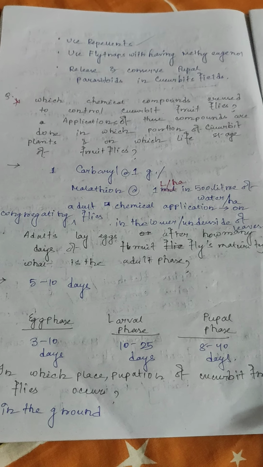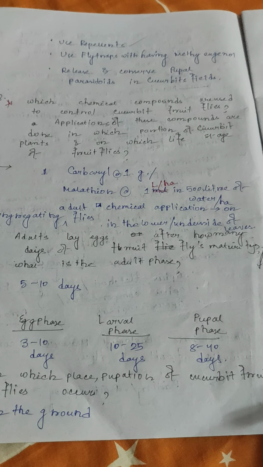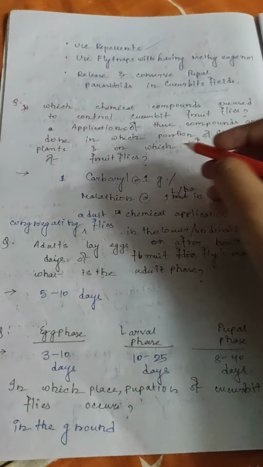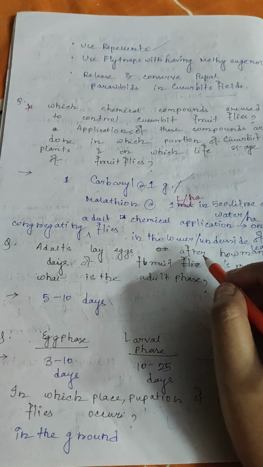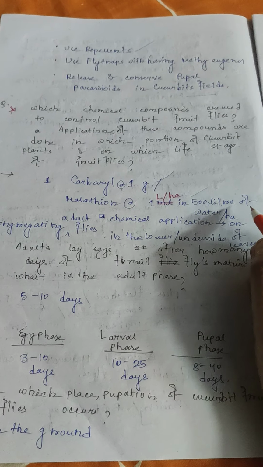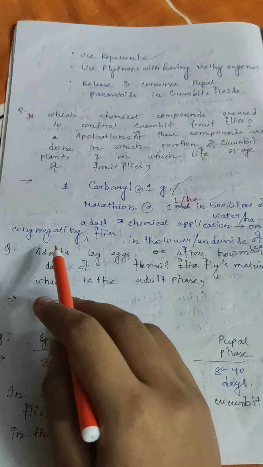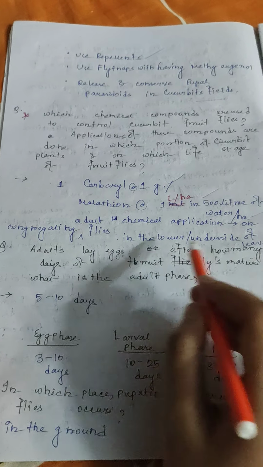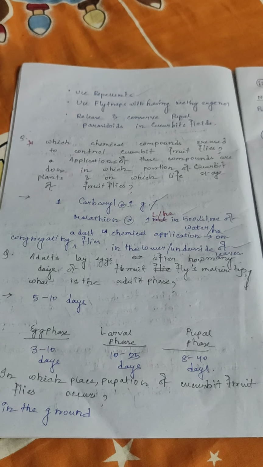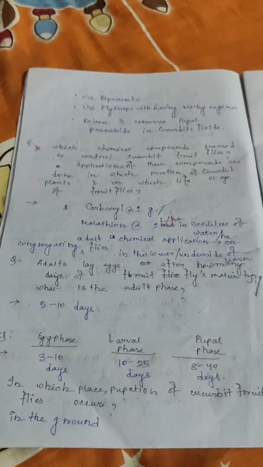Which chemical compounds are used to control cucurbit fruit flies, and on which portion of the cucurbit plant is the application done? Carbaryl at the rate of 1 gram or malathion at the rate of 1 liter per hectare in 500 liters of water. Chemical application is done on congregating adult flies on the lower or underside of leaves.